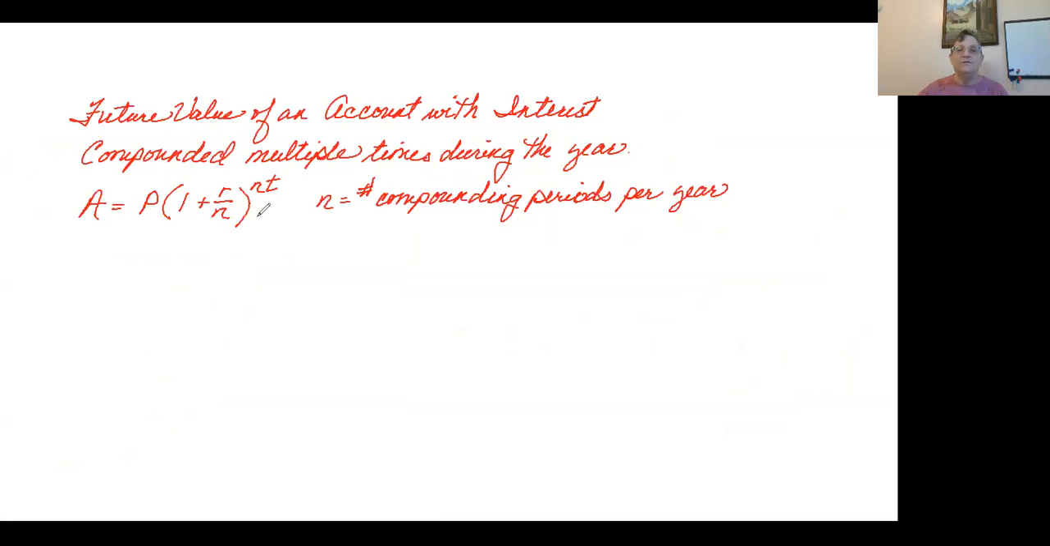The only difference with this formula, and you can forget the previous formula and just learn this one. This one is where N is going to represent the number of compounding periods per year. If it's semi-annually, that means every 6 months, N equals 2. If it's quarterly, every quarter of a year, every 3 months, N's going to equal 4.